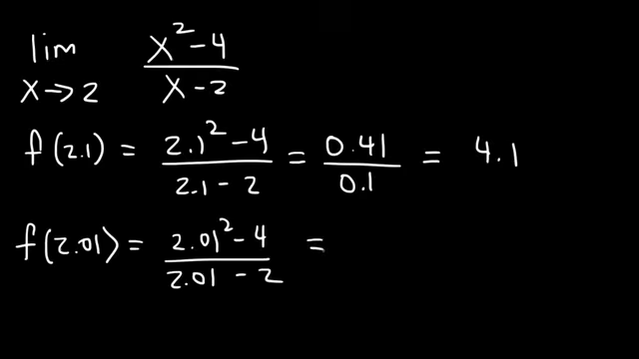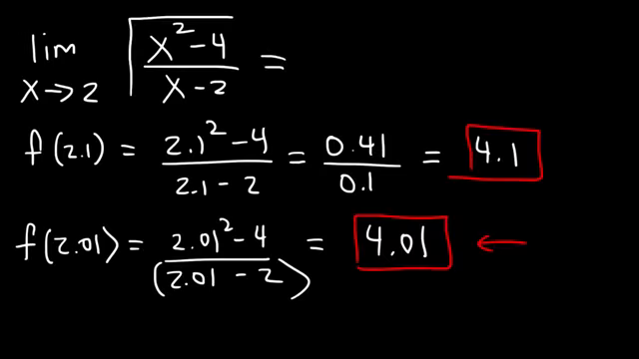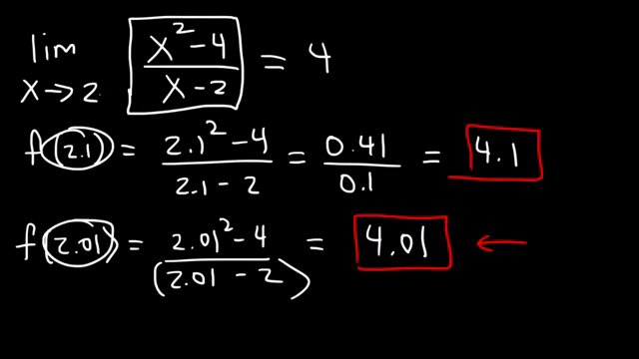If you type this in the way you see it in your calculator, you may have to put this in parentheses. You should get 4.01. So notice what's happening. As we get closer and closer to 2, the function approaches 4. So we can therefore say that the limit as x approaches 2 of this function is equal to 4. And this technique works for any limit. As long as you plug in a number that's very close to whatever this number is, but not exactly that number, if the limit exists, it's going to converge to a certain value.